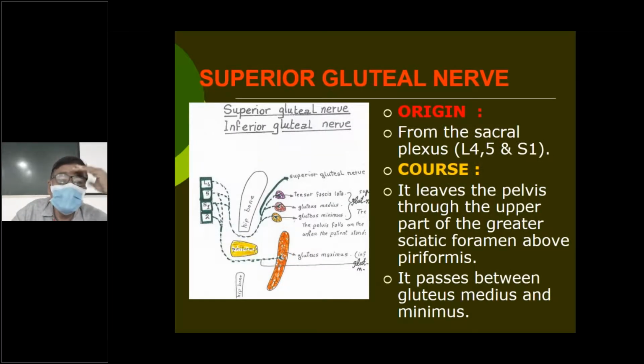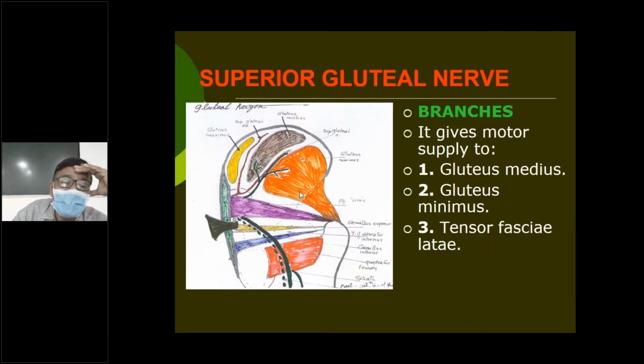Next nerve, the superior gluteal nerve. So this is a schematic picture here. You can make out this is the piriformis here. This is the greater sciatic foramen, and this is the lesser. Everything passes through the greater sciatic foramen only. This is above the piriformis. This is below the piriformis. So superior gluteal is above the piriformis, inferior gluteal below the piriformis. For the superior gluteal, you can see the origin is L4, L5, S1. It comes out of the greater sciatic foramen above the piriformis. So let us see a good picture. You can see it is above the piriformis. This one.